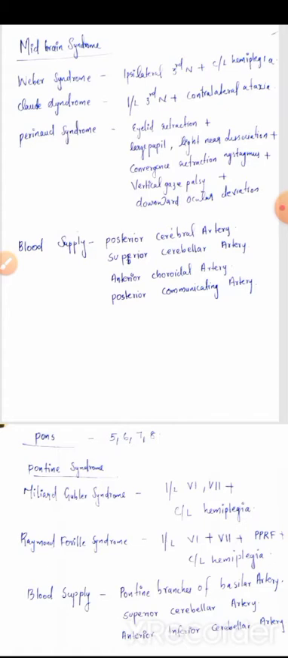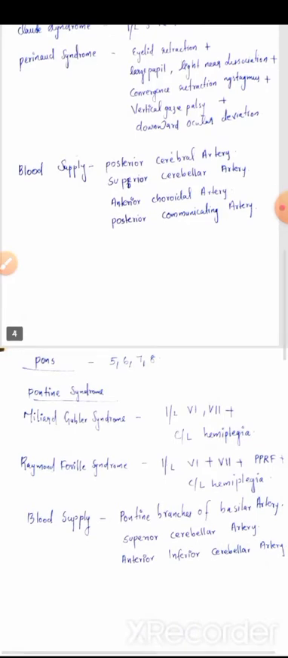So at least you should know what all the symptoms present in the midbrain are. That is Weber syndrome, Claude syndrome, Benedikt syndrome. And the blood supply to the midbrain is the posterior cerebral artery, superior cerebellar artery, anterior choroidal artery and posterior communicating artery.